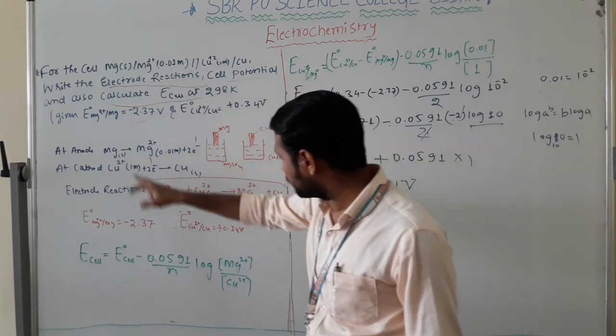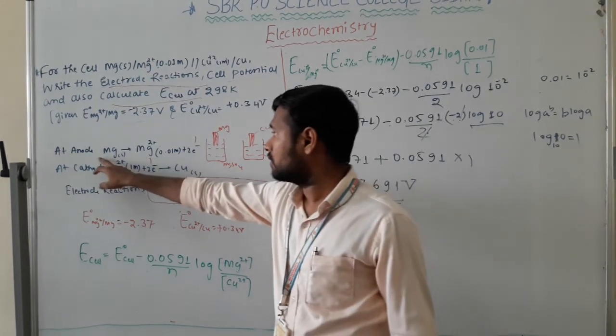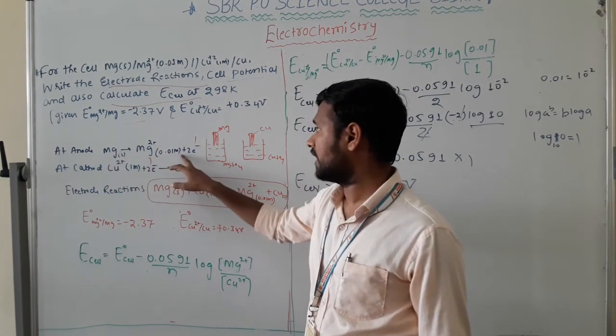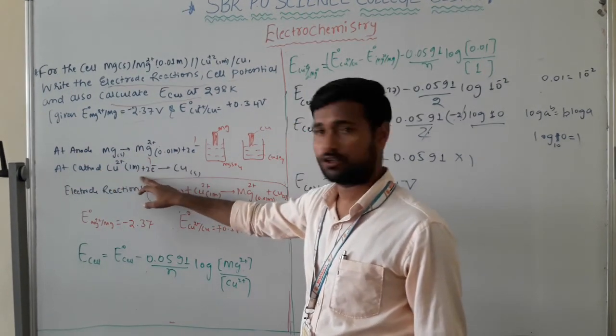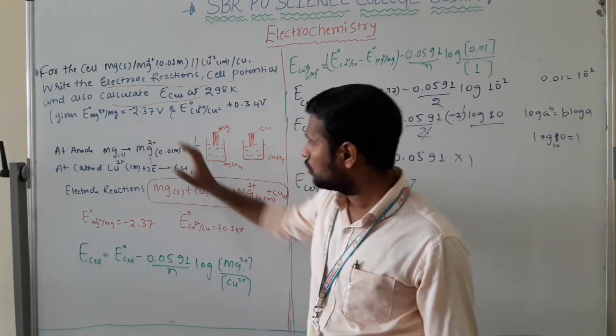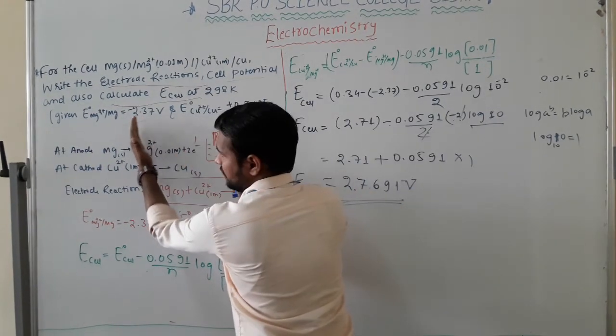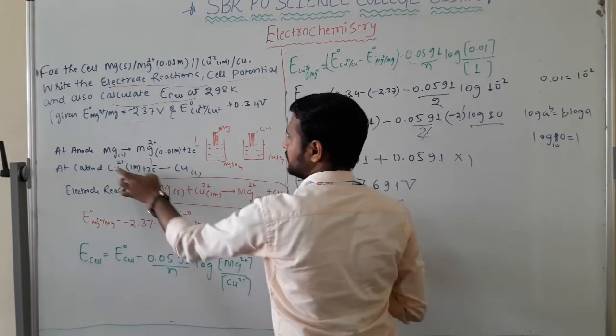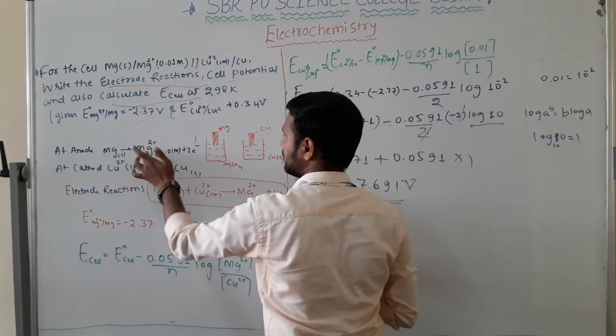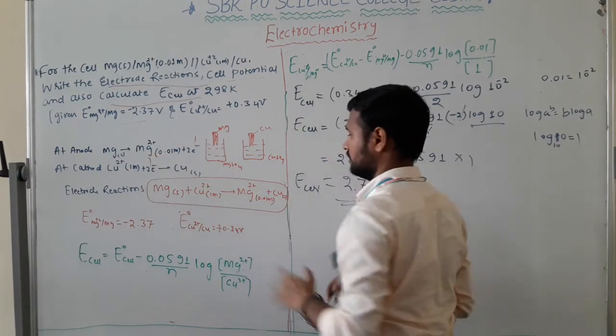This is a cell representation, and I converted this one into electrode reactions. At the anode, magnesium gives Mg2+ plus 2 electrons, releasing electrons. At the cathode, reduction takes place. After combining these two, how do we write? Write left side with left side, right side with right side. The 2 electrons get cancelled, and we write Mg2+ and Cu.